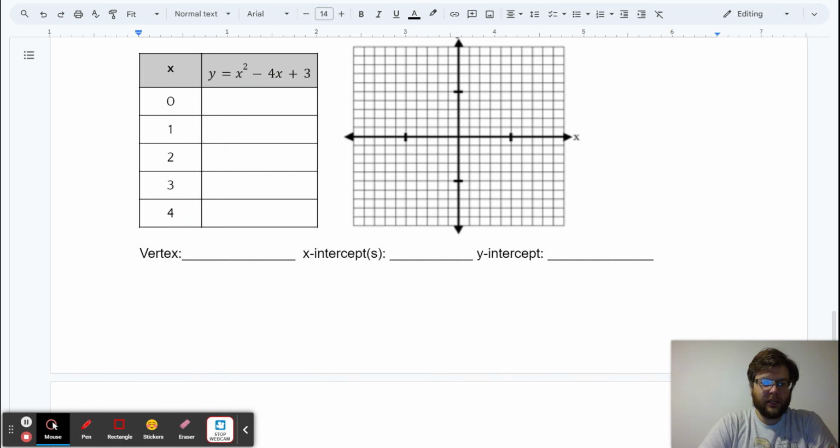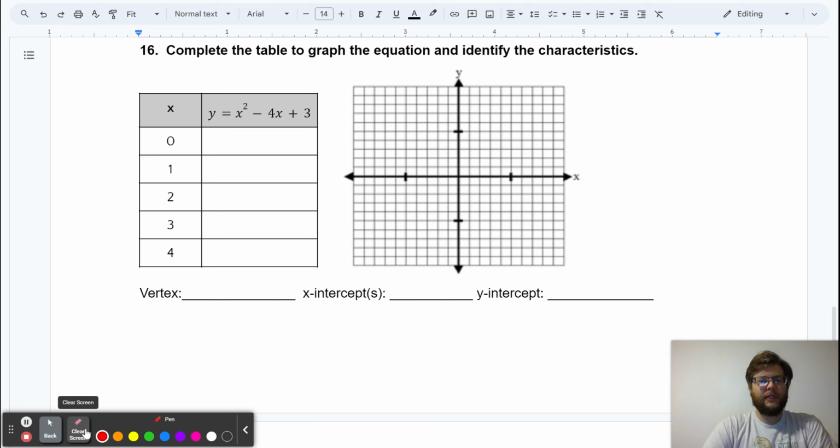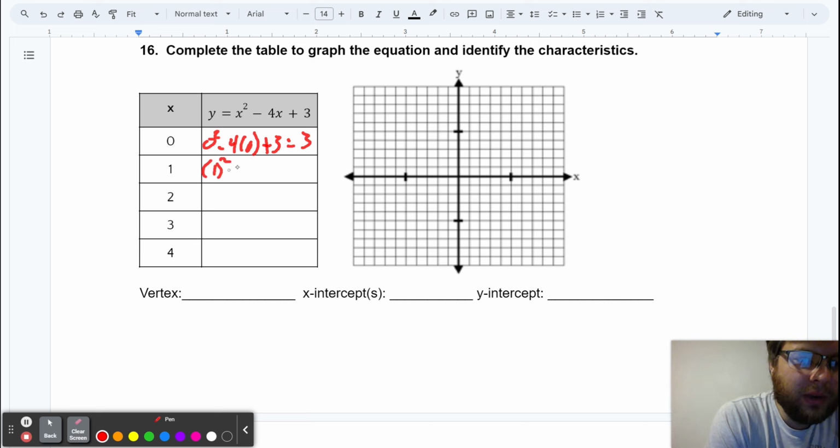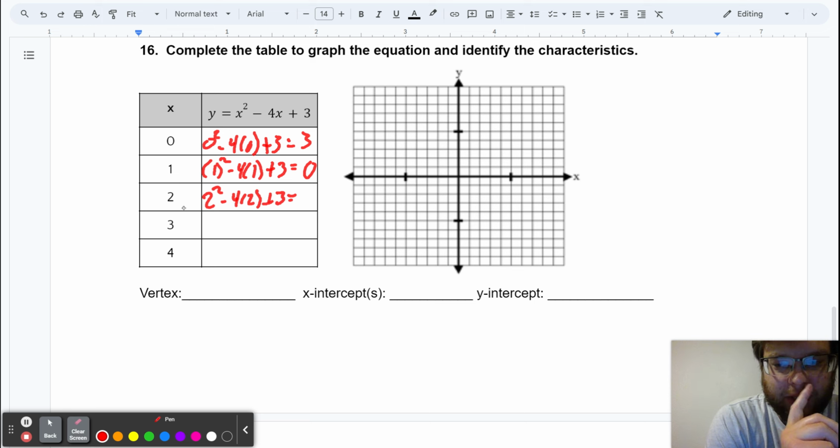Okay, I think we just have a couple more. Same idea. Let's plug in the numbers, see what we get. If I plug in 0, I get 0 squared minus 4 times 0 plus 3. That's 3. 1 squared minus 4 times 1 plus 3. Let's see. 1 minus 4 plus 3 is 0. 2 squared minus 4 times 2 plus 3. 2 squared is 4. 4 times 2 is 8. 4 minus 8 plus 3 is negative 1.